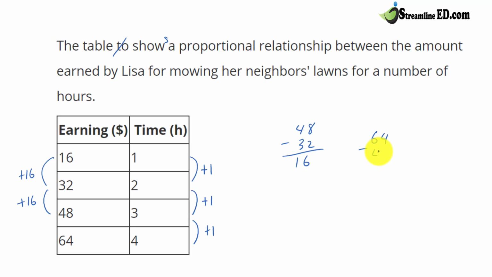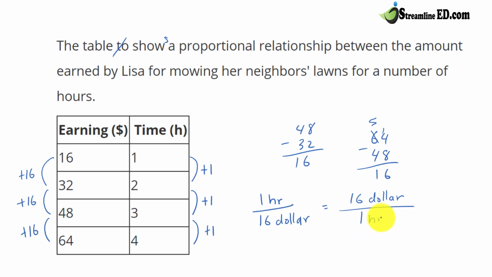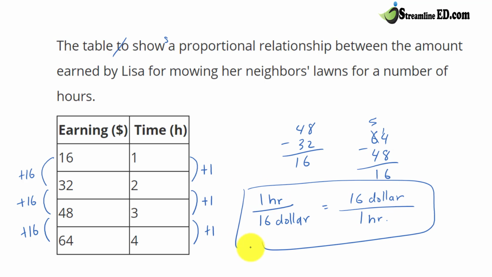Notice how I find the difference, right? So 64 minus 48. Borrow it, so this becomes 5. So 16. So what do we have? Plus another 16 right there. So the rate is pretty straightforward. You could have 1 hour, which every time you add 1 hour, you add 16 more dollars. Or you can have $16 for every 1 hour. See how this right here are representation of the rate from the table.